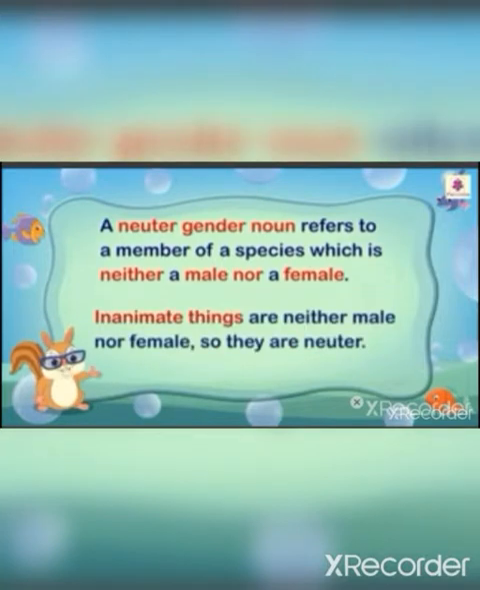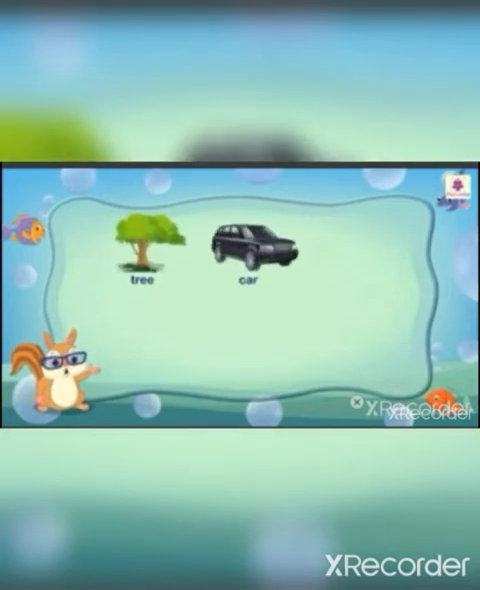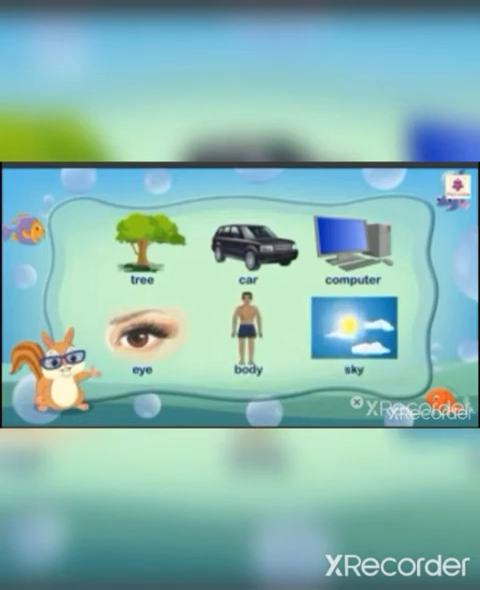Inanimate things are neither male nor female, so they are neuter. For example, tree, car, computer, eye, body, sky, etc.